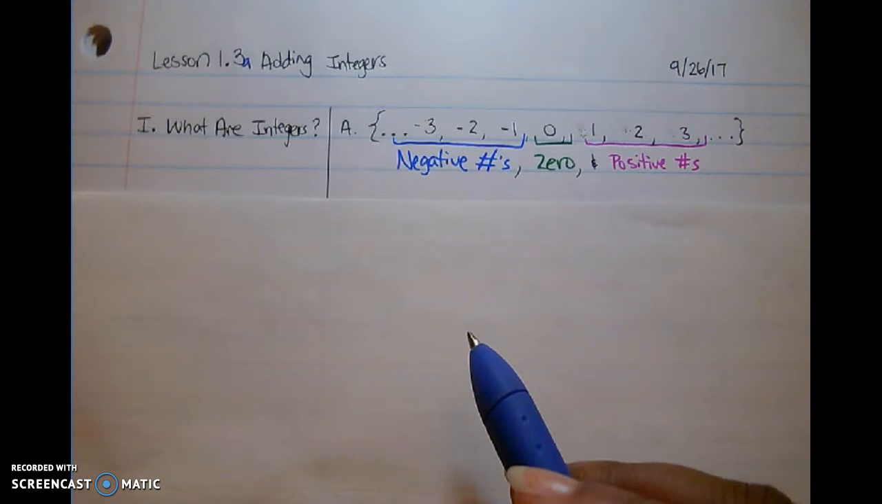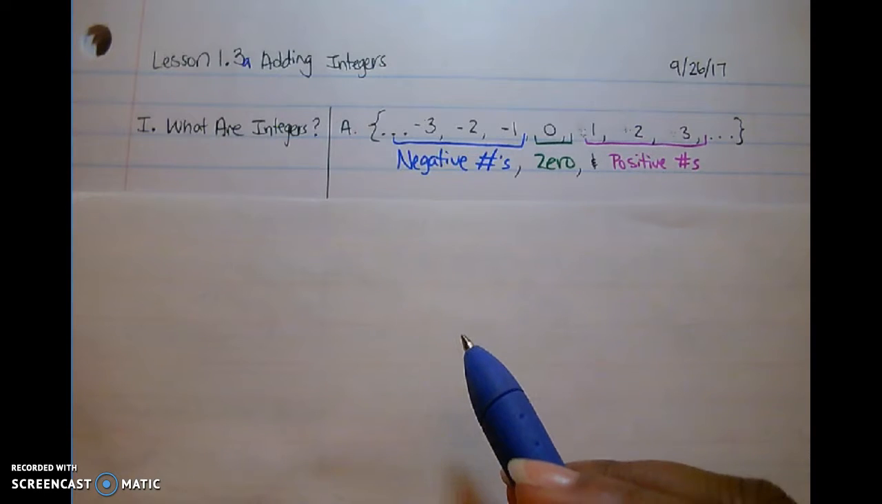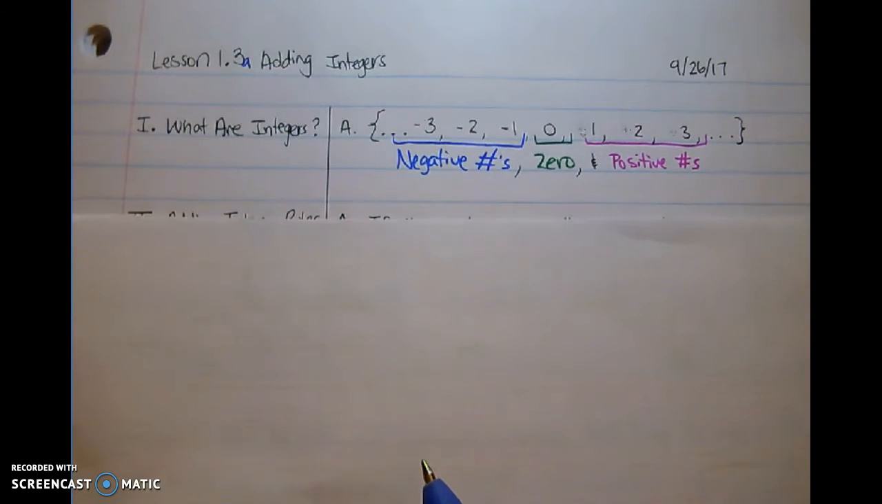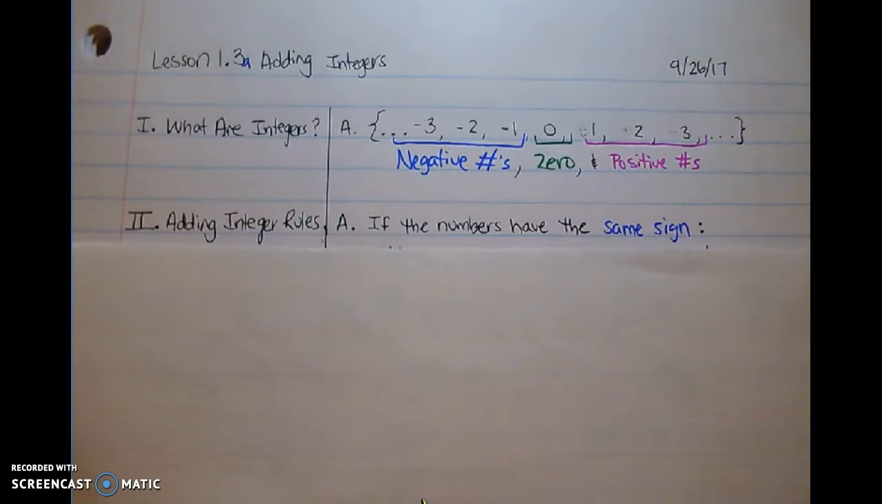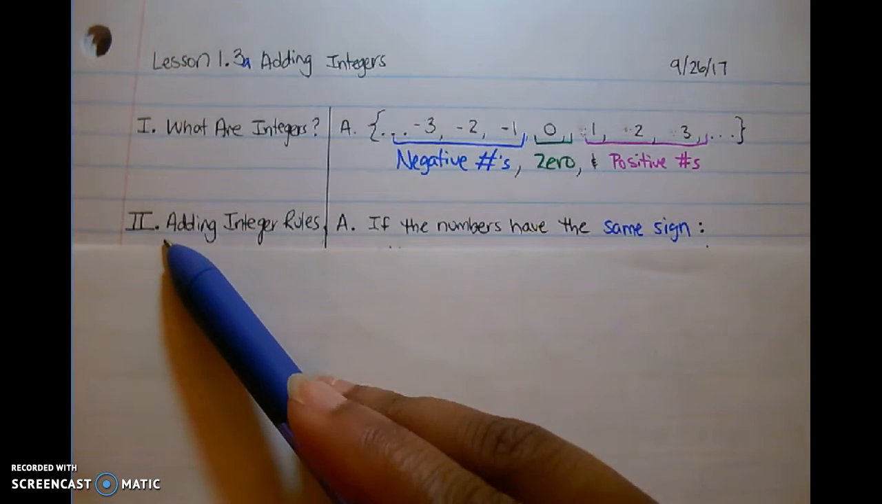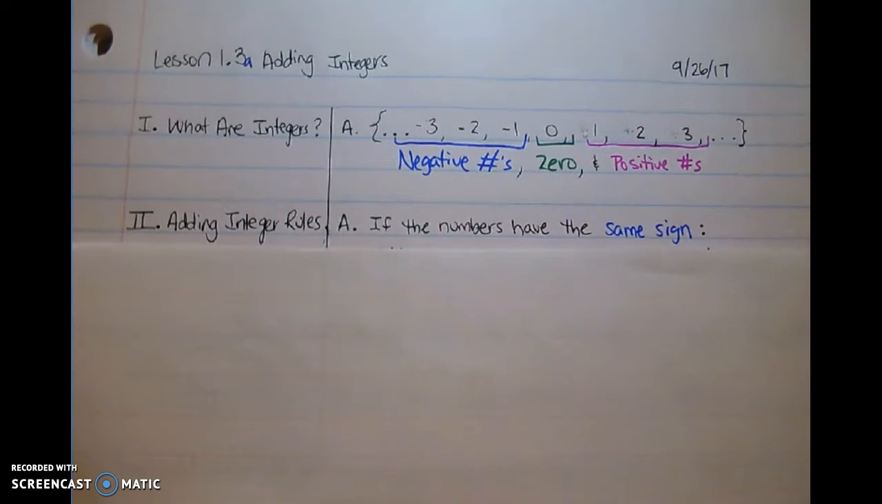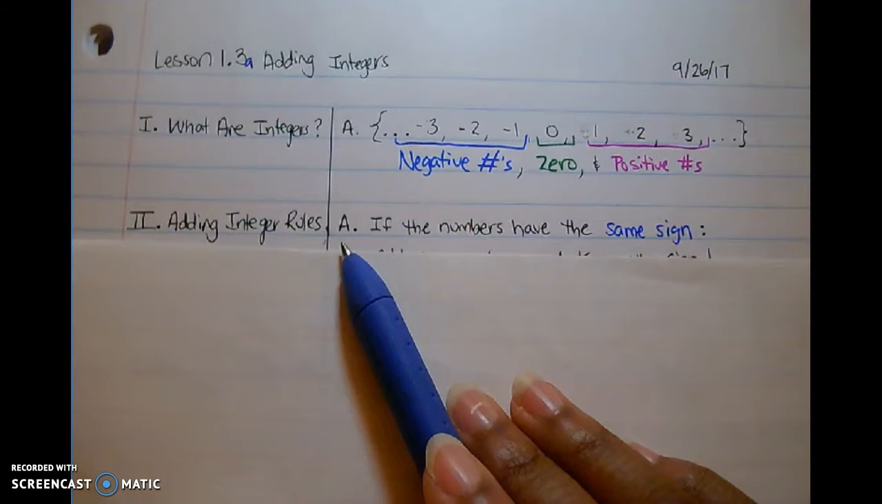So when we're talking about integers, we could be talking about -3. We could be talking about -3,000. If it's a whole number, it's negative, positive, or 0, then it's considered an integer. Let's go ahead and move on. Skip a line and then go ahead and write Roman numeral number 2. We're going to talk about our adding integer rules because there are certain rules that we need when we're adding integers. Okay, right beside that, go ahead and write A.